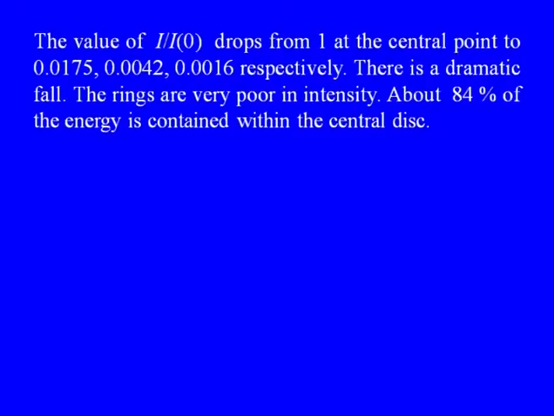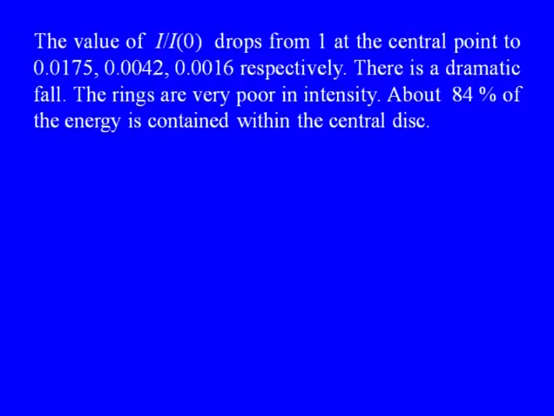So, basically in actual practice, what we will observe is a pretty bright central disc whose radius is determined by the diffraction pattern, and that factor comes out 1.22. That is the important factor. And then there is a dramatic fall in intensity. The rings are very poor there, but calculation shows that about 84% of the total energy is contained within the central disc.